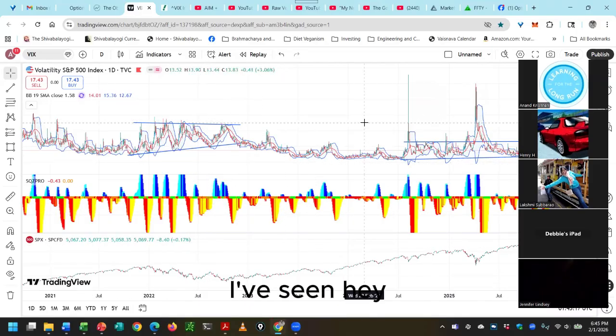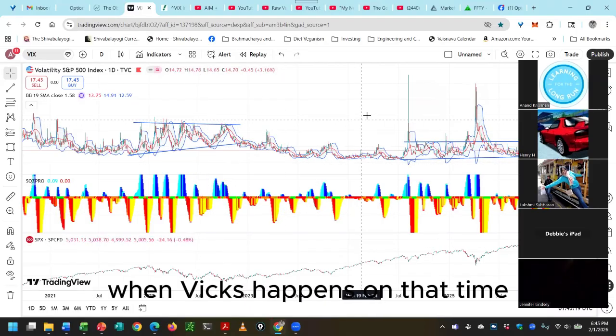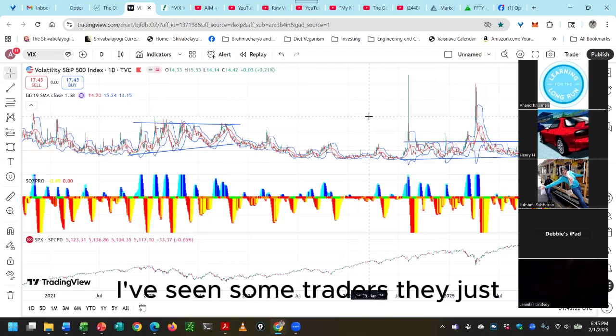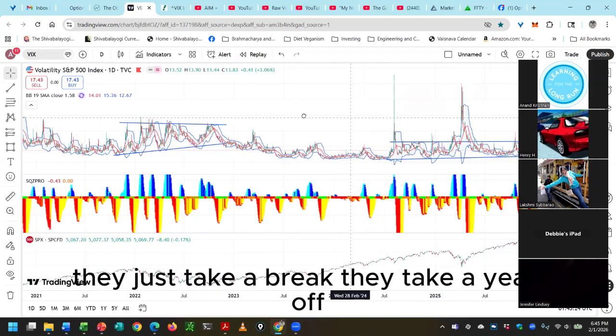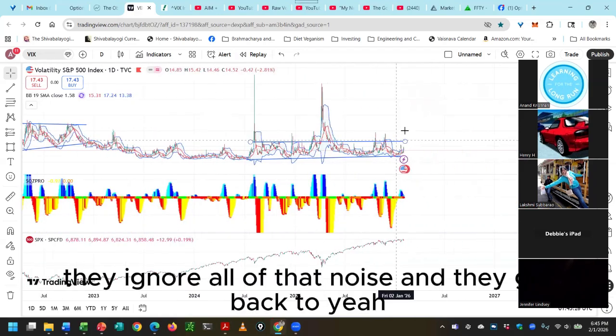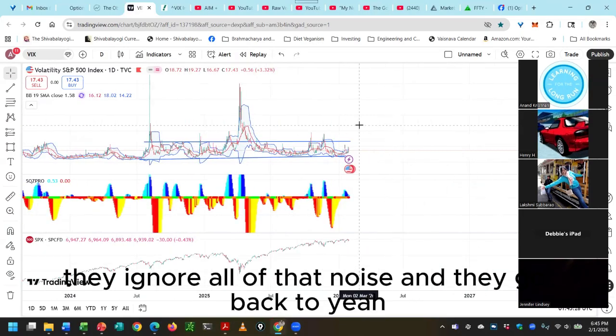Yeah, I've seen different approaches when VIX happens at that time. I've seen some traders just take a break. They take a year off, ignore all of that noise, and then go back to the calm.